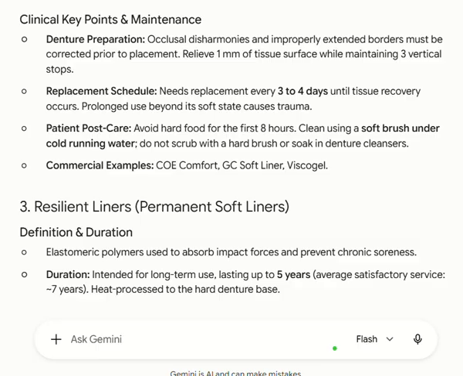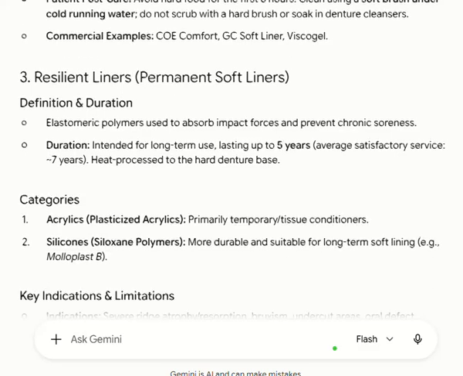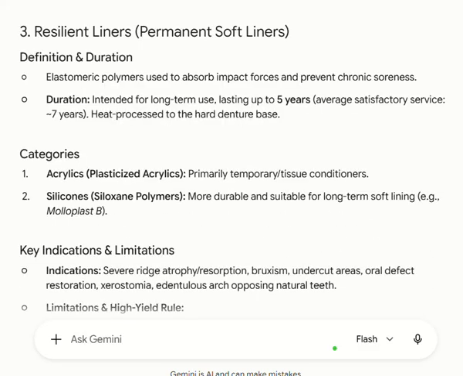3. Resilient liners, permanent soft liners, definition and duration. Elastomeric polymers used to absorb impact forces and prevent chronic soreness. Duration: intended for long-term use, lasting up to 5 years. Average satisfactory service, approximately 7 years. Heat processed to the hard denture base.